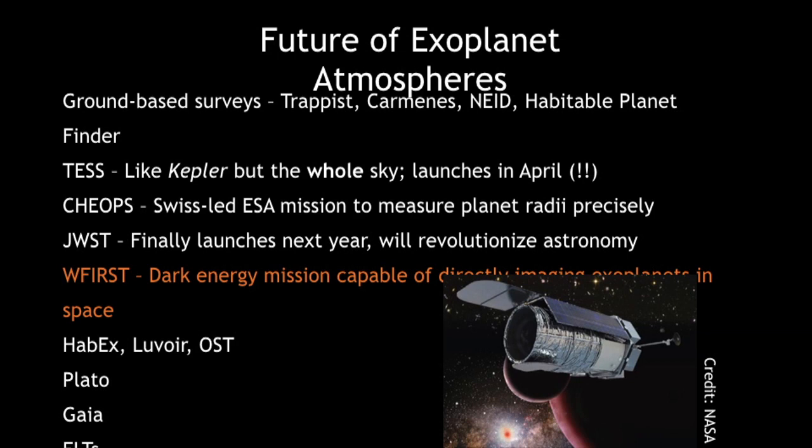There's WFIRST. So this is actually a mission that was designed to look at dark energy and dark matter, but it turns out it's going to be really good for exoplanets too, because it also has one of those coronagraphs that blocks out the starlight. So we'll be able to directly image stuff, but in the optical. So we'll be able to see reflected light off of these planets. This will give us a really good idea of the types of clouds, the particle sizes of the clouds in some of these hot Jupiters.